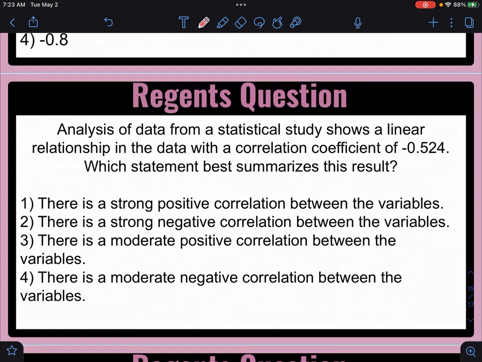Analysis of data from a statistical study shows a linear relationship in the data with a correlation coefficient of -0.24. Which statement best summarizes the results? There's a strong positive, definitely not. There's a strong negative. There's a moderate positive, no. There's a moderate negative. Well, I wouldn't say that it's strong because it's not really close to -1, but it is more than just being close to 0, so we would say moderate.